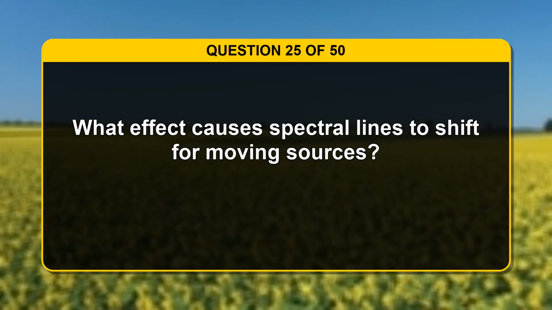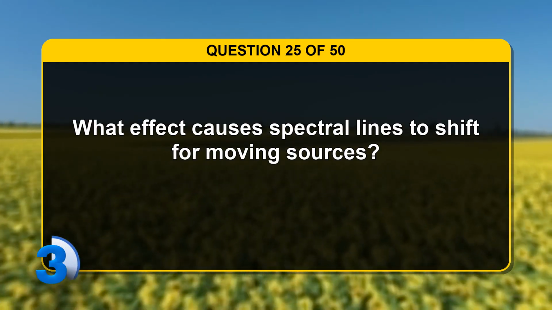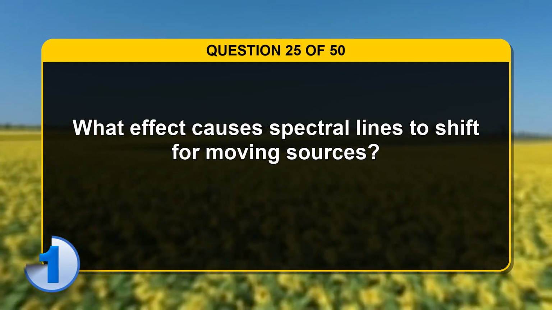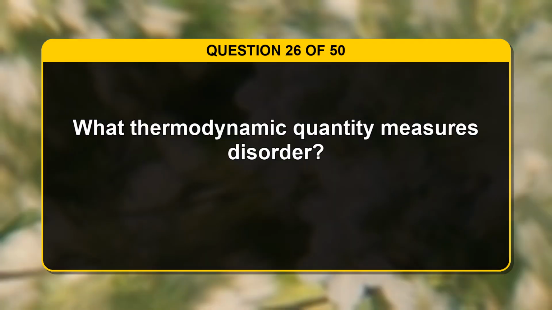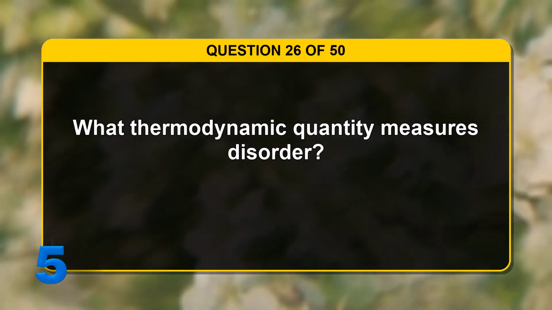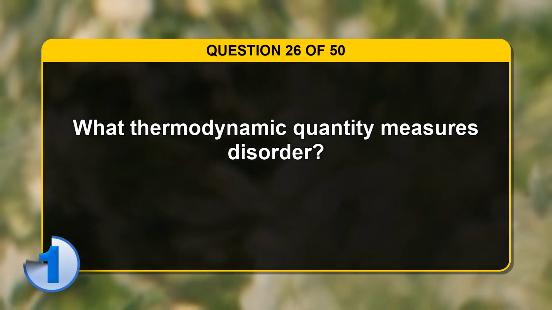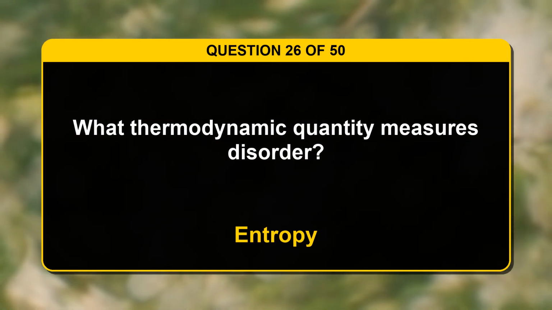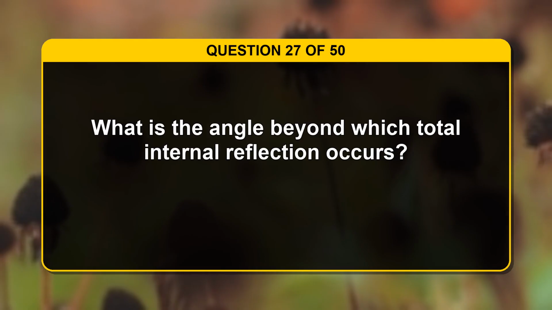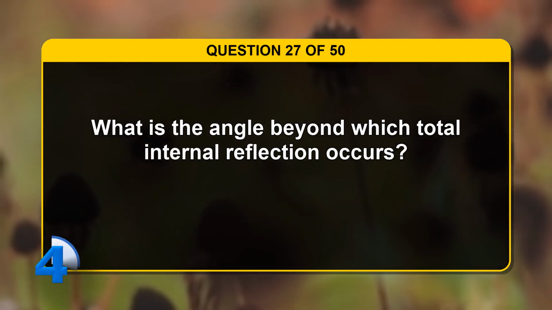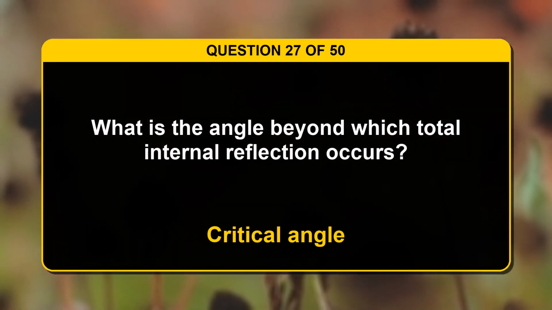What effect causes spectral lines to shift for moving sources? Doppler effect. What thermodynamic quantity measures disorder? Entropy. What is the angle beyond which total internal reflection occurs? Critical angle.